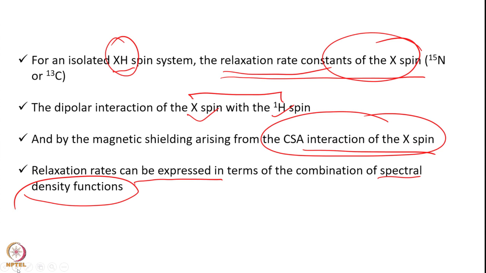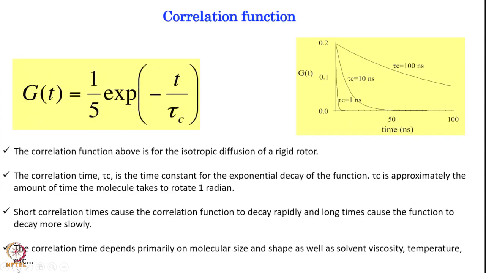So, relaxation rates that arise because of these anisotropic interactions, CSA or DD, can be expressed in something called a spectral density function. So, we are going to look at what the spectral density function essentially is. Essentially all the relaxation rates that we are talking about can be expressed in terms of the spectral density function. I am going to explain soon what the spectral density function is. But before I go to the spectral density function, let me define something: one is called the correlation function. So, correlation functions first, and then we will come to spectral density functions.